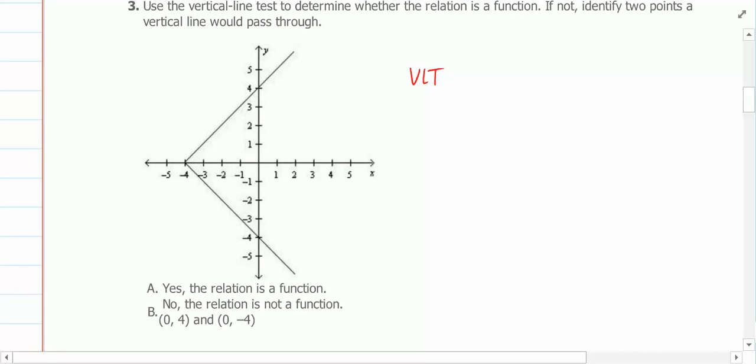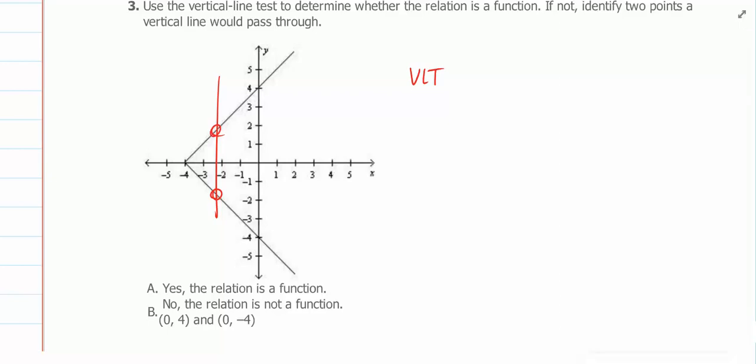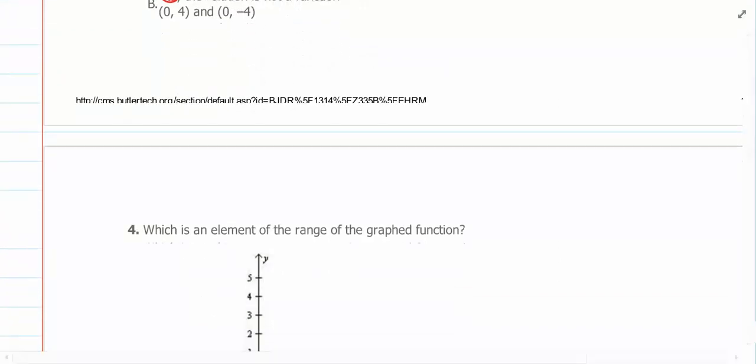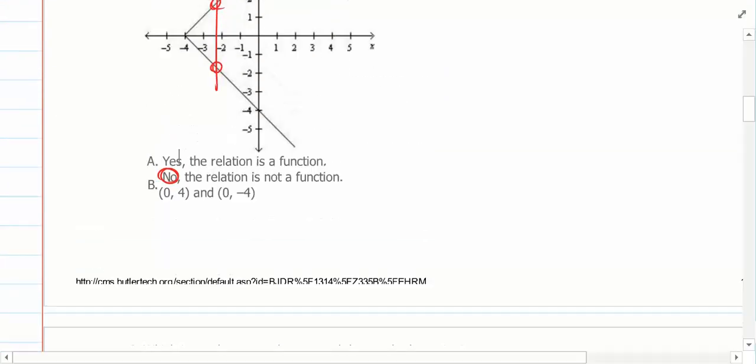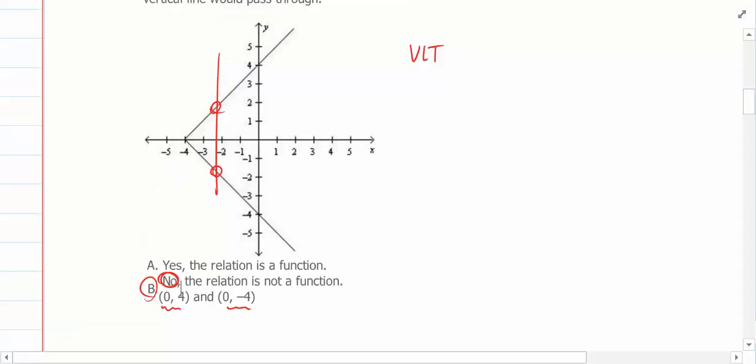So if I can draw a vertical line, such as this vertical line right here, these 2 points have touched the graph and that vertical line. So no, this is not a function. Now, had there been more options here, we'd have to be very careful about which points that we identify, but this is the only option for us here. Option B only gives us one choice, and it's showing us that 0, 4, which is this point, and 0, negative 4 is that point.